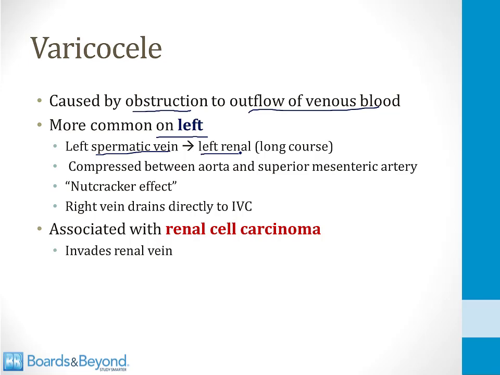In particular, the left renal vein that crosses the midline can become compressed between the aorta and the superior mesenteric artery. This is called the nutcracker effect. This can lead to high pressure behind the compression, and this can set up for a varicocele on the left side. In contrast, the right testicle has a vein that drains directly into the IVC, and therefore a right-sided varicocele is much less common.